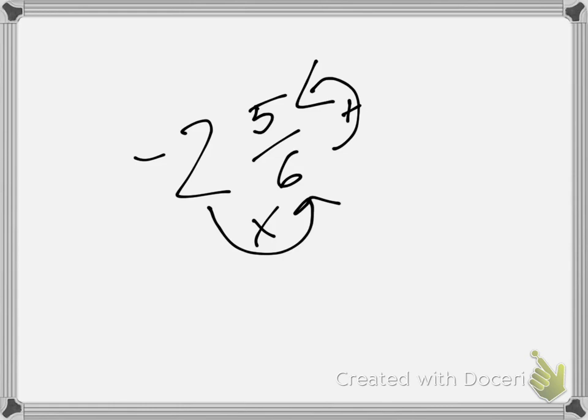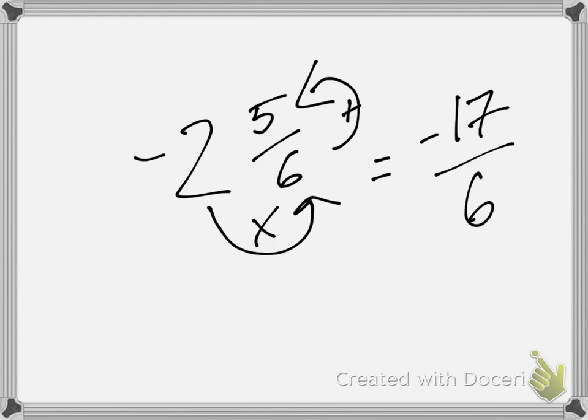So we get 12 plus 5 is 17. So this becomes 17/6, and it's a negative. Doesn't matter. Our answer is just going to be negative. So if we have a negative, our answer is going to be negative. If we have a mixed number, we must turn it into an improper fraction before we solve.